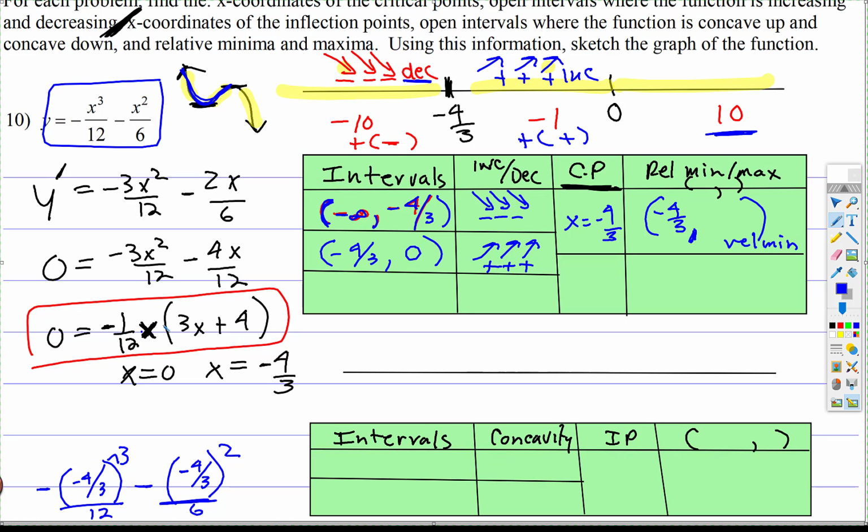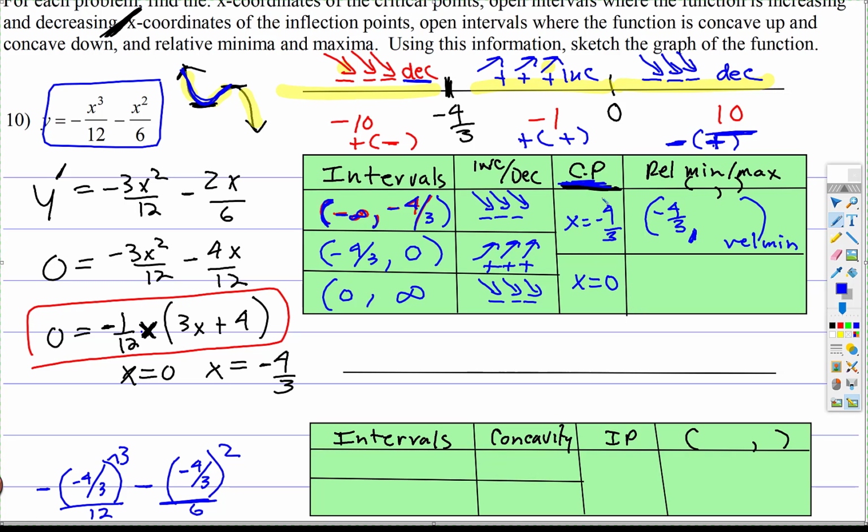Well, negative 1/2 times 10 is a negative on the outside of the parentheses. And then 3 times 10 is 30 plus, so that's going to be a positive, because 30 plus 4 is 34, positive 34. So we're back to negative times positive is negative. So we're back to decreasing. So from 0 to positive infinity, we're back to decreasing. So that means where x is equal to 0 is another critical point.